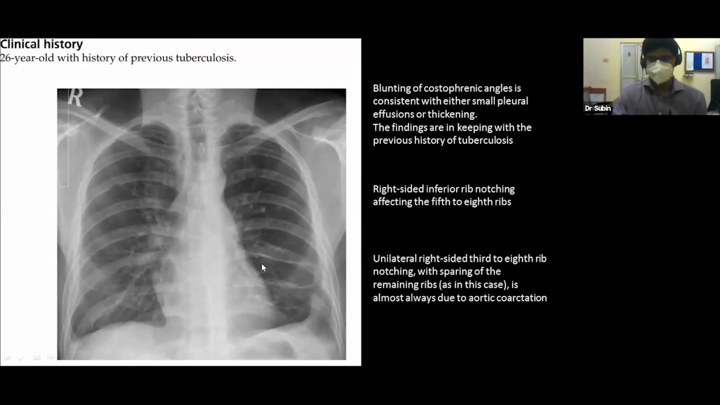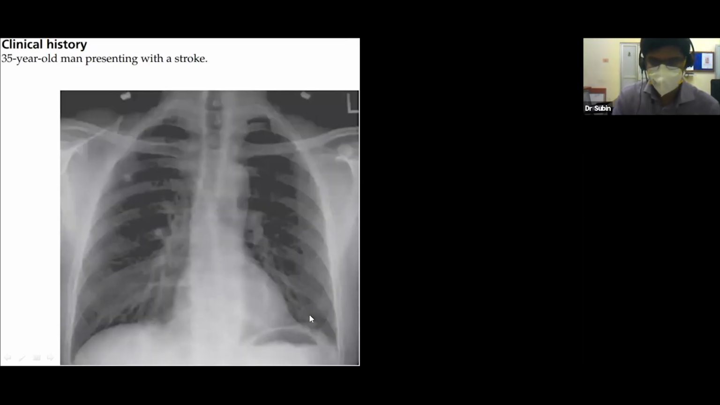So don't miss the more subtle things. Just because you see one finding doesn't mean that that is the only finding which could be there. This is actually a case of aortic coarctation in this patient. So make sure you see everything, not just stop at what you see first. Make sure you see everything. And if you have a protocol to follow, you will not miss these findings. All right. Another one.